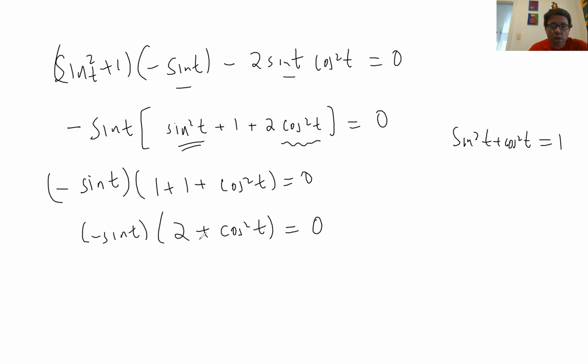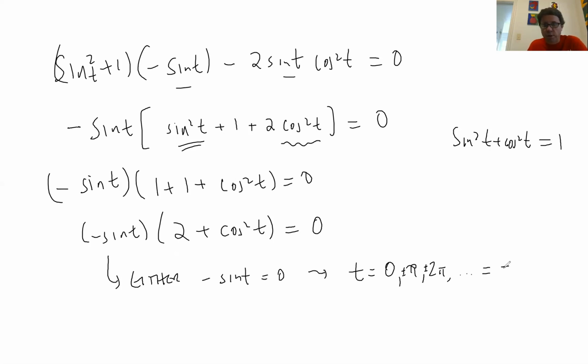So what does that mean? That means we have two things multiplied together to give 0. That means either the first one is 0, minus sine t is 0. And that occurs when t is 0 or pi or 2 pi or negatives of any of those. So that's usually written as some multiple k times pi.